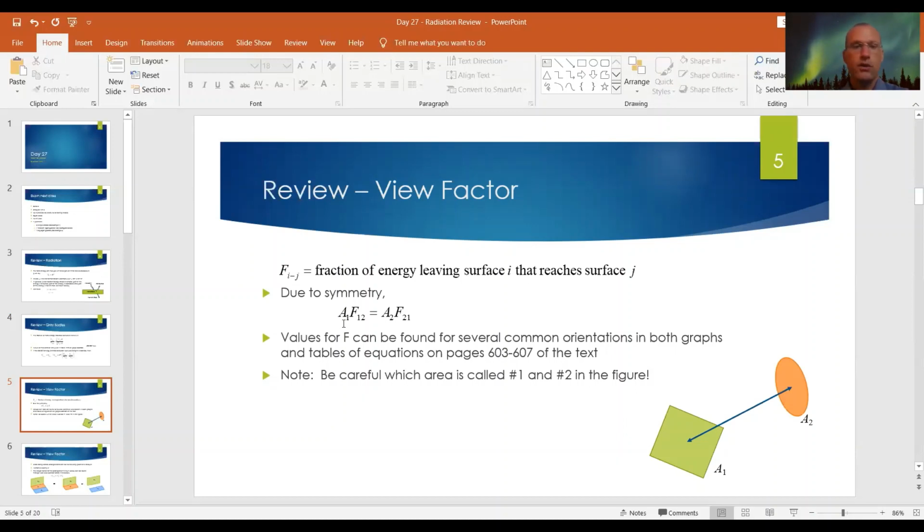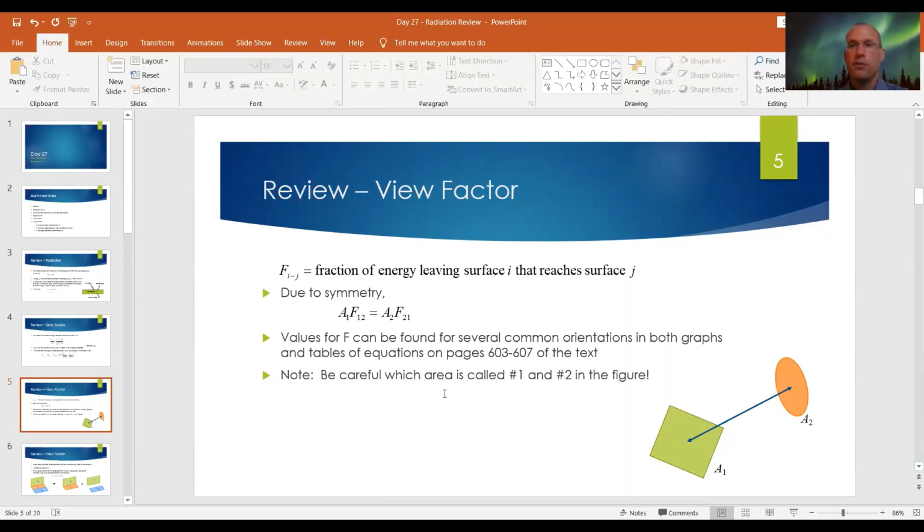Due to reciprocity, area 1 times F_12 equals area 2 times F_21. Essentially, am I looking at how much energy is leaving surface 1 and hitting surface 2, or the other way, F_21, how much energy leaves surface 2 and actually hits surface 1.